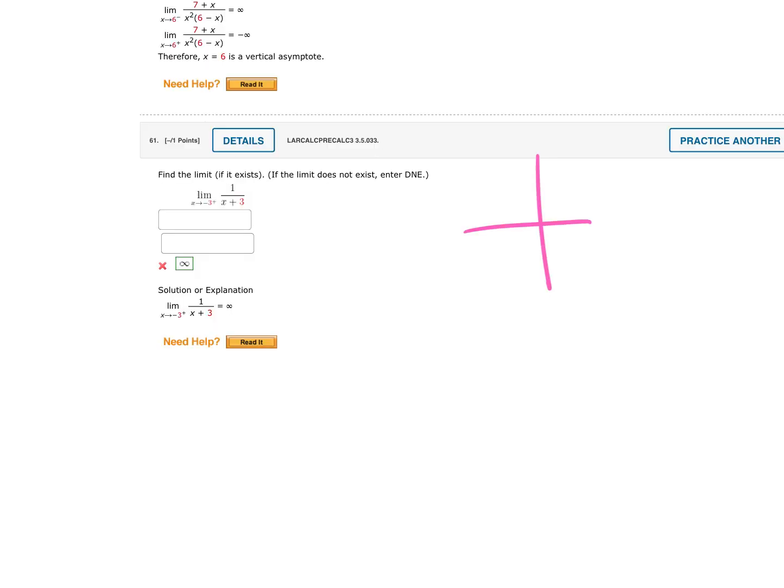We know we have a vertical asymptote at x equals negative 3. So our graph would look like this. So from the left, we're going down to negative infinity, and from the right, up to infinity. So if it was as x approaches negative 3 from the positive direction, it's talking about the right. So this goes up to infinity, so it'd be infinity.